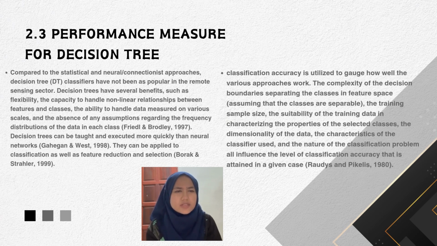Classification accuracy is utilized to gauge how well the various approaches work. The complexity of the decision boundaries separating the classes in feature space, the training sample size, the suitability of the training data in characterizing the properties of the selected classes, the dimensionality of the data, the characteristics of the classifier used, and the nature of the classification problem all influence the level of classification accuracy that is attained in a given case.